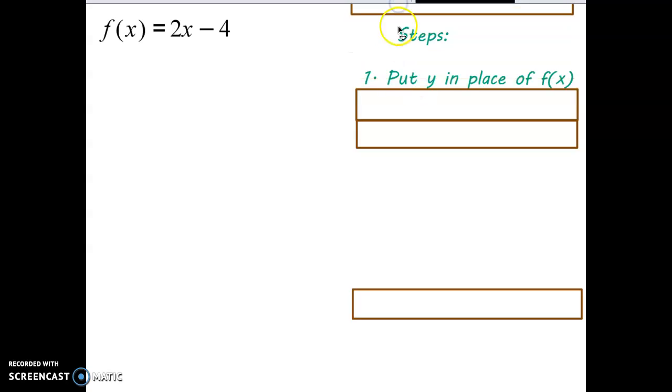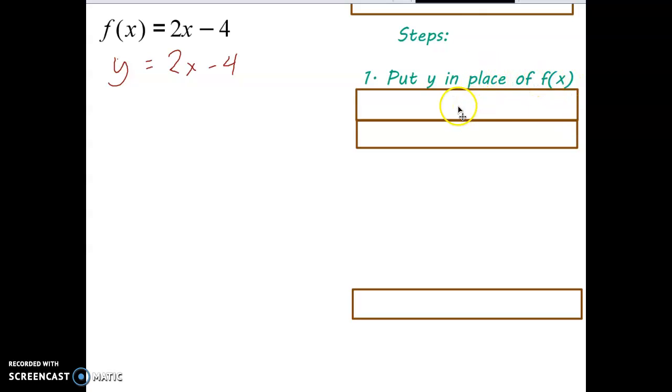So the first thing we're going to do is put y in place of f of x. Now, if you remember from your algebra studies from before, f of x and y are essentially the same thing. It's just that y doesn't necessarily have to be a function, and f of x means this is a function of x. So this one has to be a function. This one doesn't necessarily have to. In this case, it is. And when I replace f of x with y, it doesn't stop being a function. It's just that I'm no longer emphasizing the fact that it is a function.